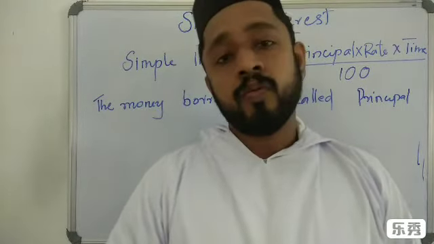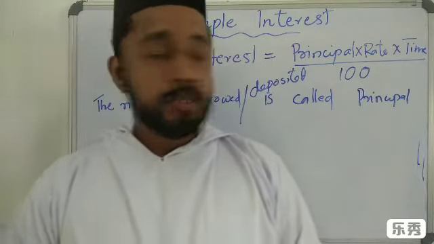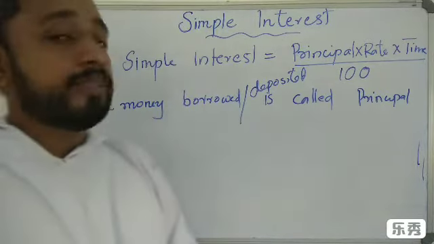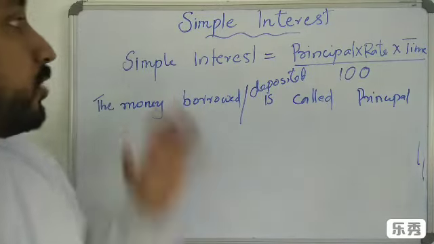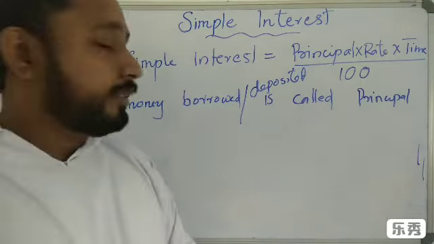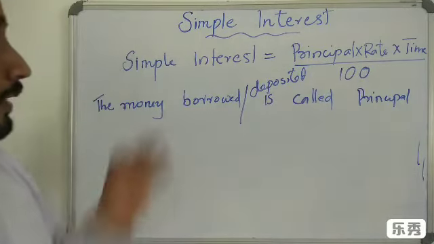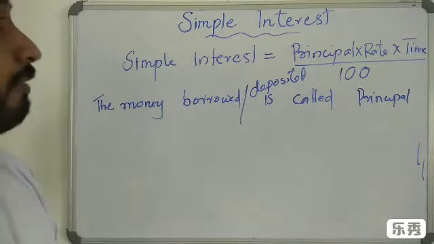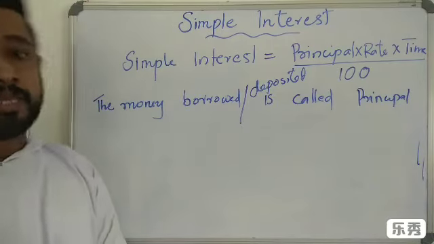We have studied what is percentage. Percentage means per 100. Now we are going to study what is simple interest. We usually deposit or take money from a bank. In that case, we will have to pay or we will get interest from the bank. So how to find simple interest?